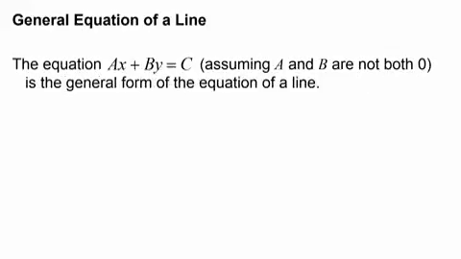General equation of a line. The equation ax plus by equals c, assuming a and b are not both 0, is the general form for the equation of a line.